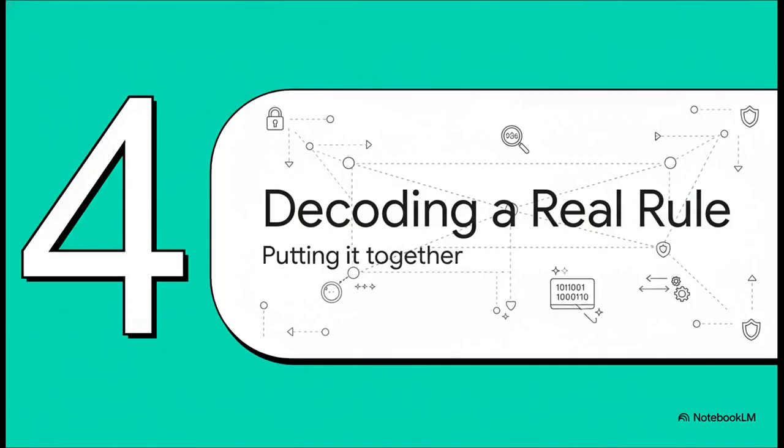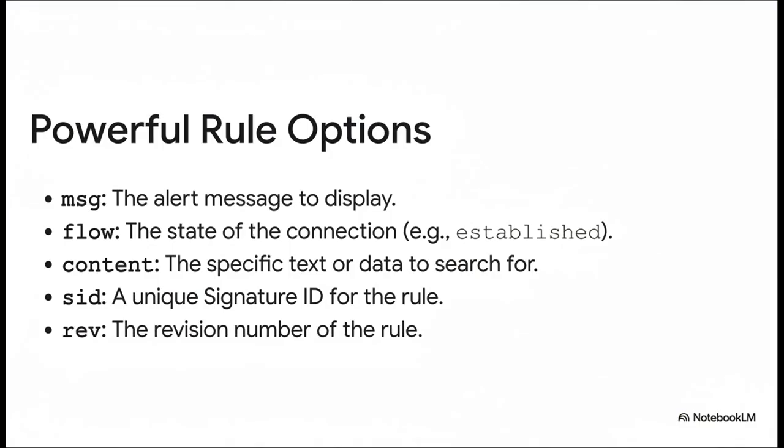All right, so we've got the basic grammar down. Now let's dive into those options a bit more and look at some of the most common and most powerful ones you'll be using. Yeah, these are the ones you're going to see all the time. MSG is pretty straightforward. That's the message you write for yourself, so when the alert pops up, you know what it means. Flow is really useful. It lets you check if a connection is already established, for example. You might not care about the initial handshake, just what happens after.